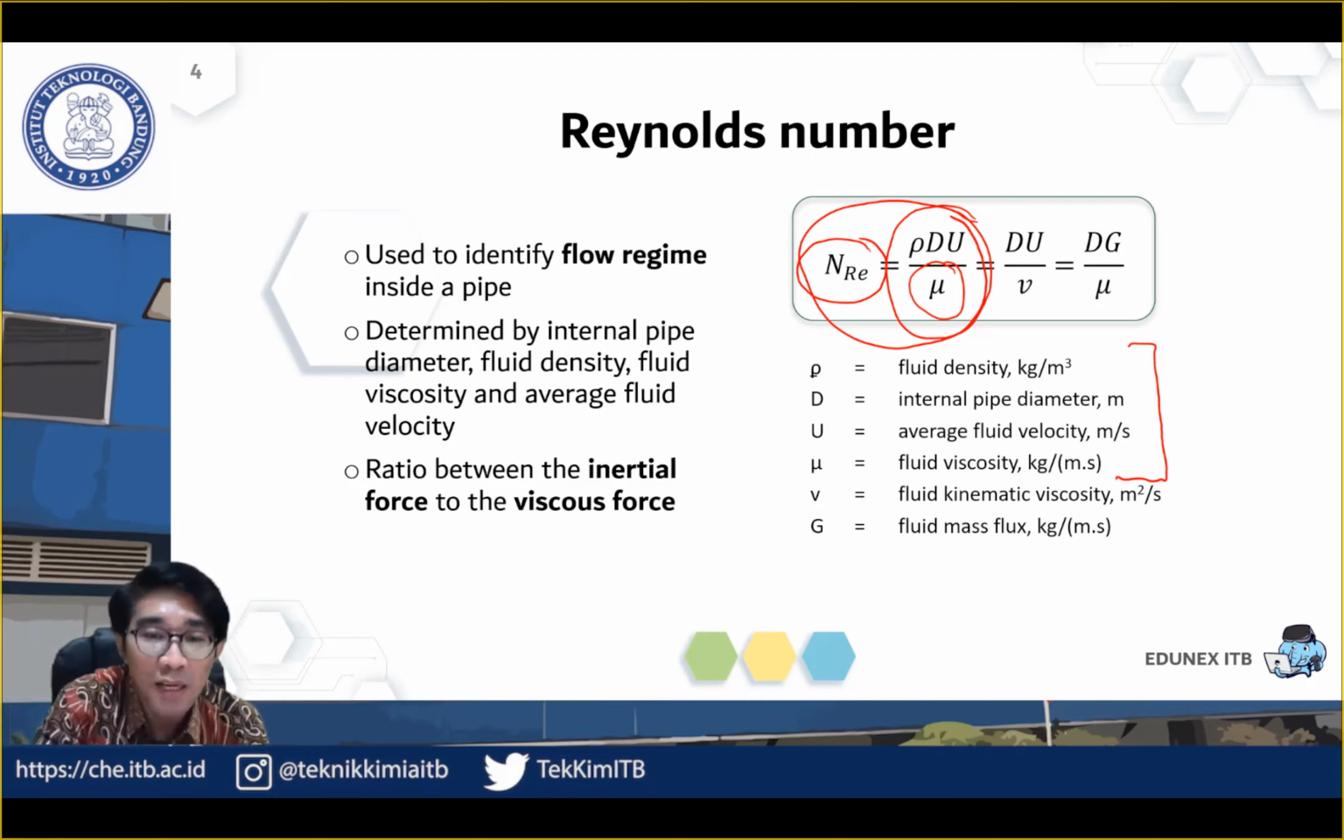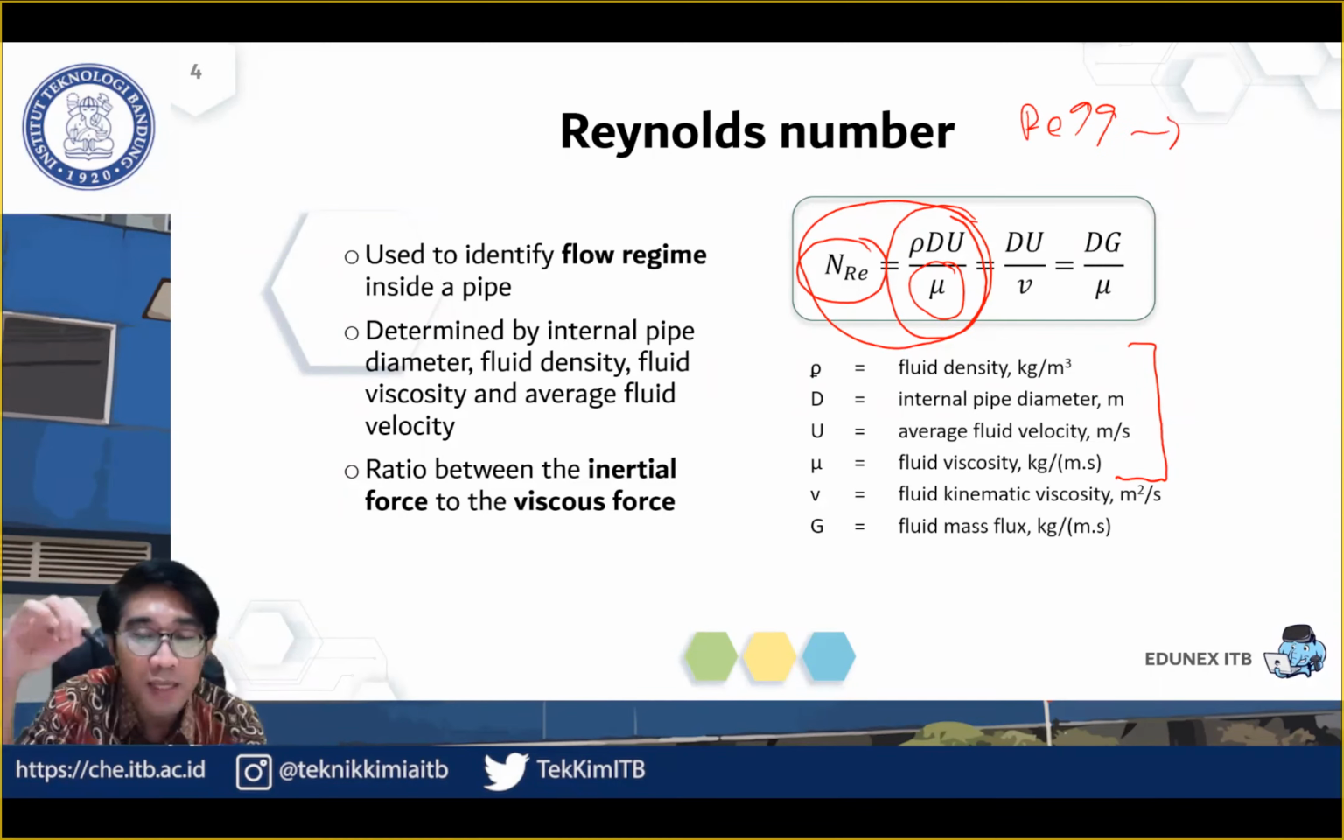So when the Reynolds number is higher, will it become laminar or turbulent?